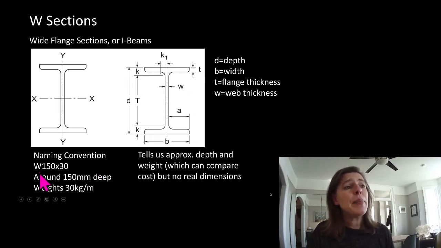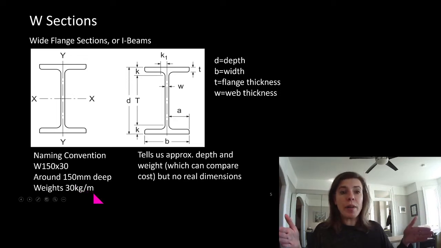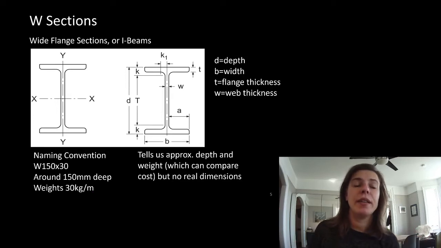Now, the naming convention. So say, for example, we have a W150 by 30. That is telling us that it is around 150 millimeters deep, and it's pretty close to 30 kilograms per meter in weight, meaning every 1 meter of that beam weighs 30 kilograms.